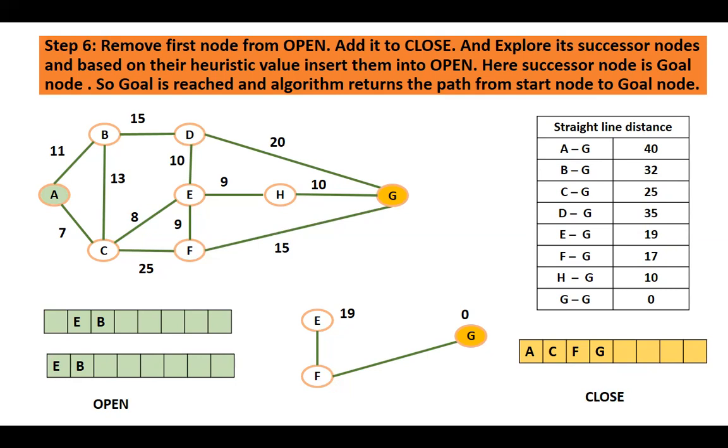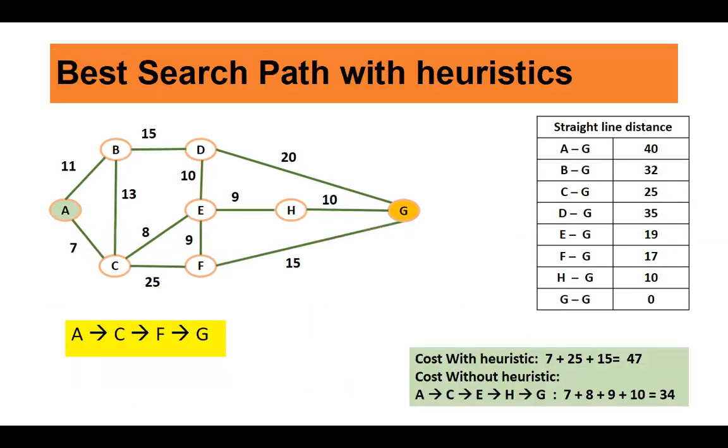We used only the heuristic value of each node to reach the goal node. Now let us look at the path. So first, the path with heuristics: we travel from A to C, right? C to F and F to G. This is the heuristic best search path.